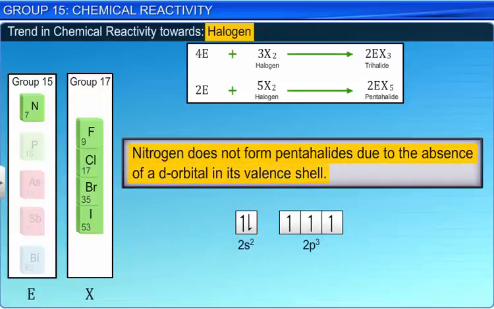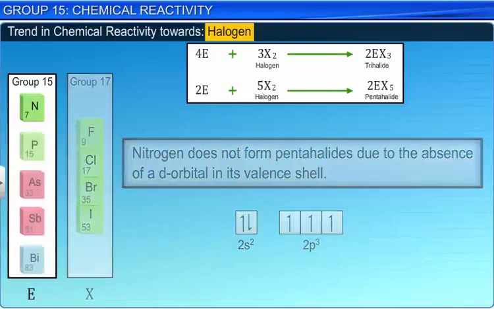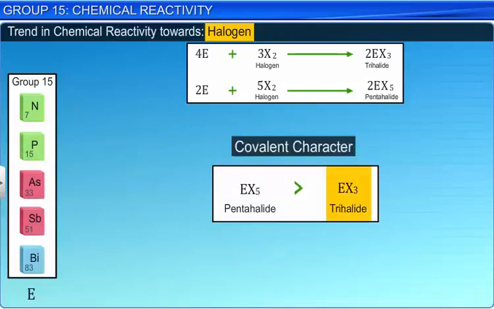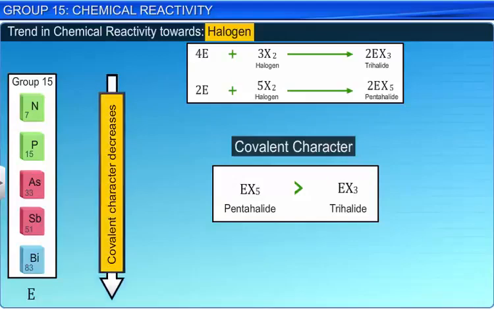Pentahalides are more covalent than the corresponding trihalides. Moreover, the covalent character of halides decreases from nitrogen to bismuth. Note that bismuth trifluoride is not a covalent compound.